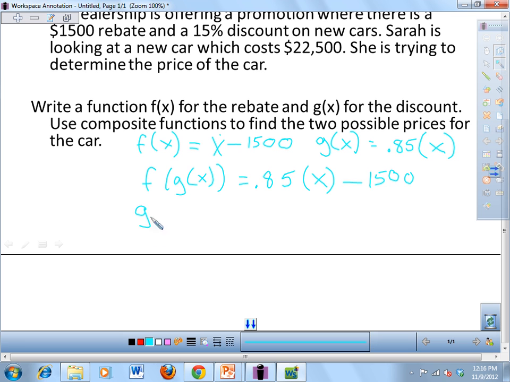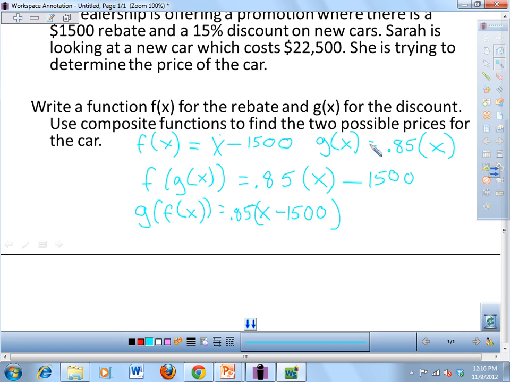Or you could do g of f of x. You remember this, kinda? Which means g of f of x means first you take the $1,500 off, right? And then you take that answer and you multiply it by 0.85. I should kind of erase this over here. So I would put the 0.85 in front, like that. Okay? Which do you think is a better deal? Which is better to do?